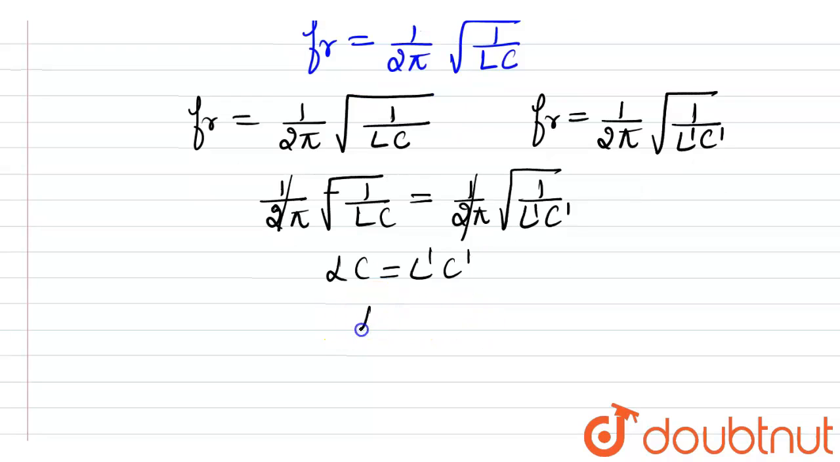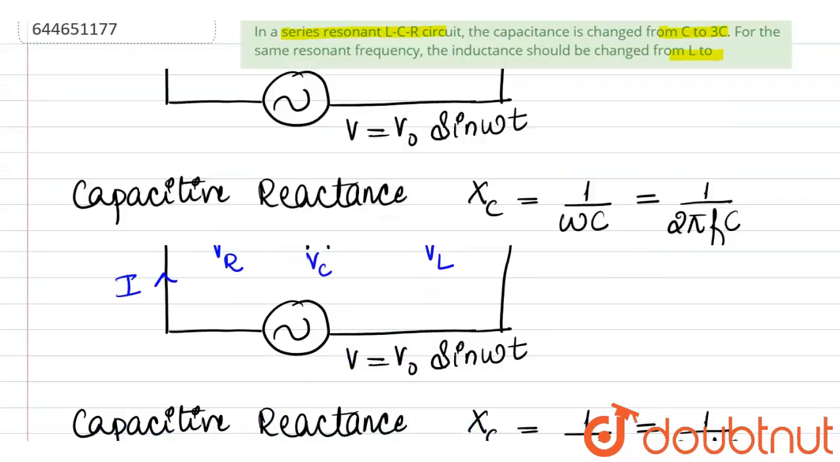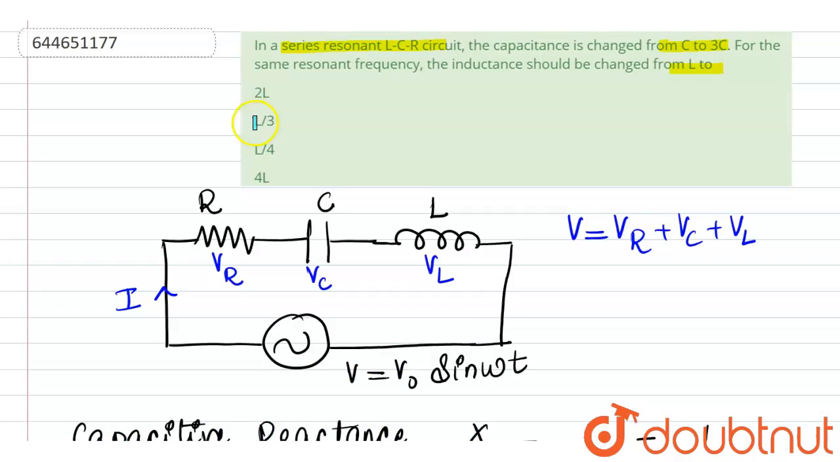We need to find out what is L dash. L dash will now be equal to LC divided by C dash. So this is nothing but LC divided by 3C. C goes away. Therefore, inductance has to be changed from its original value to 1/3 of its value. So L will be changed from L to L by 3, and hence the correct option will be option 2. Thank you.